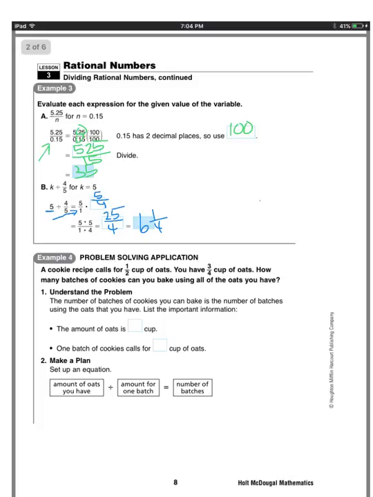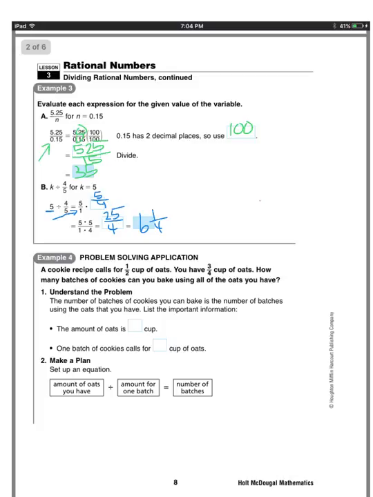says a cookie recipe calls for 1/2 cup of oats. You have 3/4 cup of oats. How many batches of cookies can you bake using all the oats you have? Well, you know the amount. The first thing you want to do is understand the problem. Wouldn't that be what we all want to do? The number of batches of cookies you can bake is the number of batches using the oats you have.